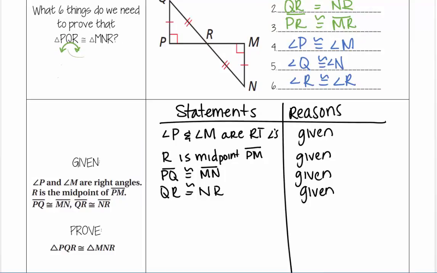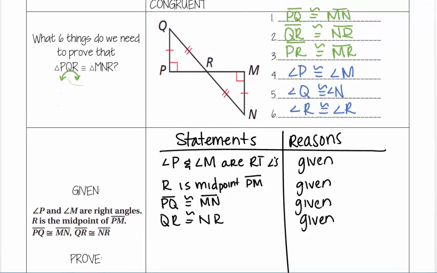So, if we go back up here to the things that we need, same picture that we're using here. So the information they give us is P and M are right angles. So we can see that in the picture. Right angle, right angle. They tell us R is the midpoint of PM, so this is right in the middle here. Tells me that PQ and MN are the same, and that QR and NR are the same. So now remember, we need all 6 of these things here before we can prove that these are congruent. So let's see what we have. So far we have PQ and MN are the same, so there's one thing. We have QR and NR are the same, so that's these 2 things here.